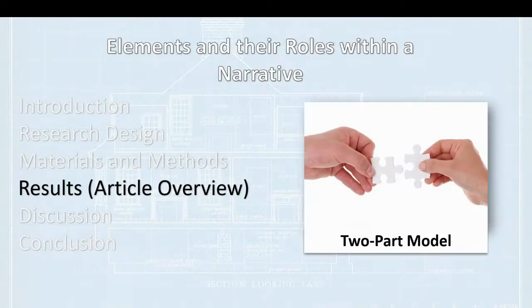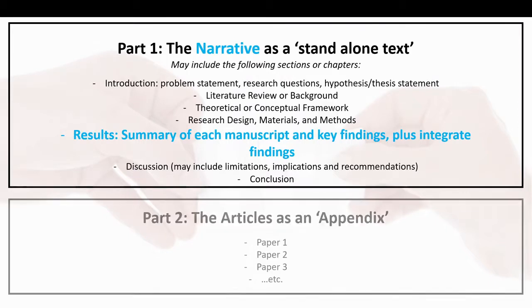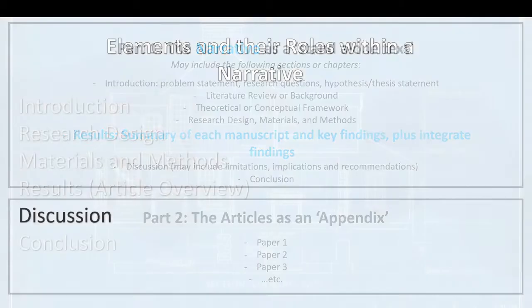Now, with a two-part model, this is going to be a little bit different, of course, because we're not going to include each article. Instead, we are just going to have a summary of each manuscript and the key findings, working to integrate those findings together as part of the narrative. And we are going to be citing the articles as the articles appear in a separate appendix.